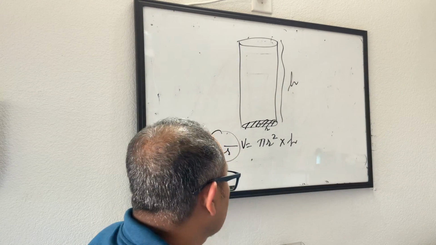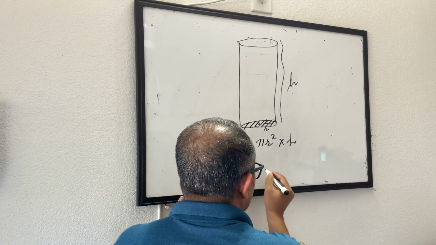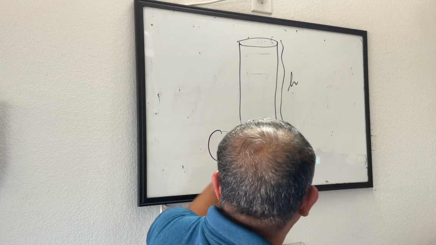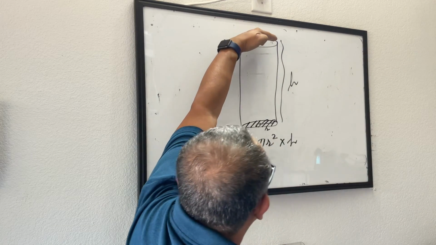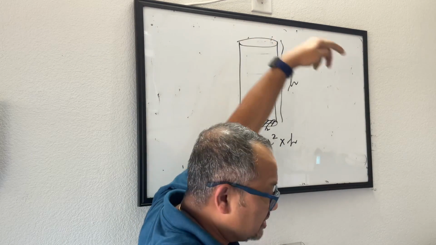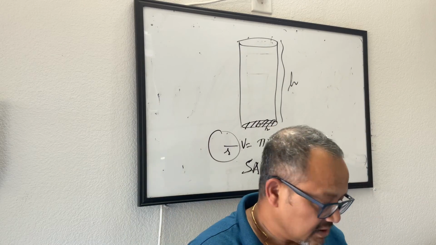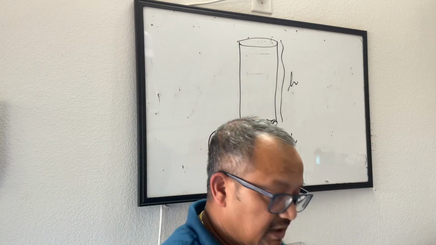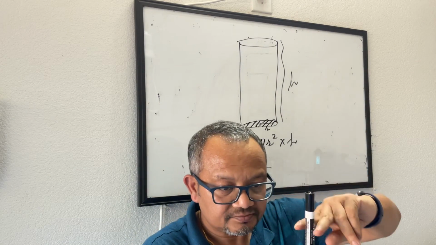Yeah. Now surface area. What do you see with respect to surface area? You see this side of the circle that is visible. Look at this as a right cylinder, okay?